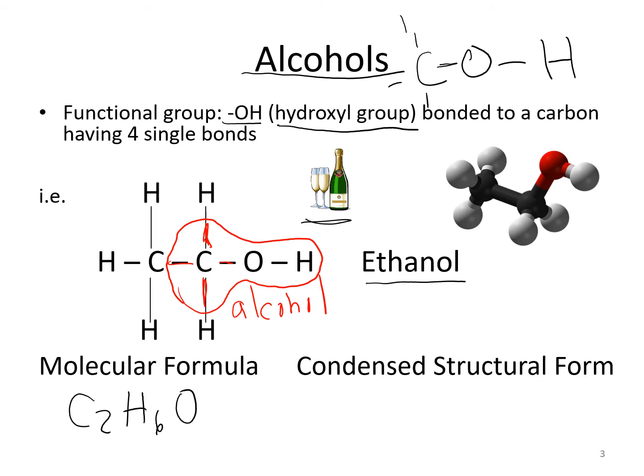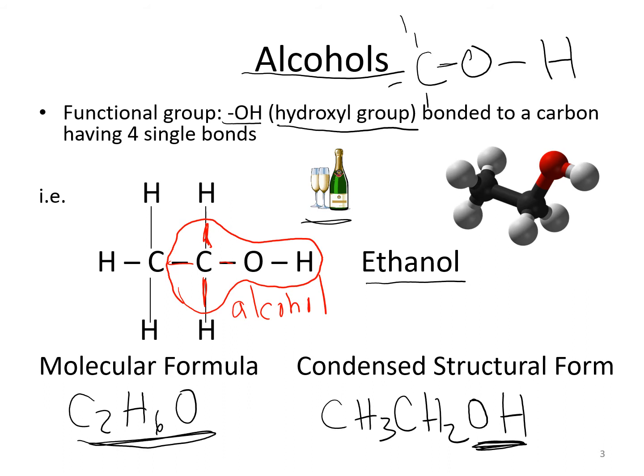The condensed structural formula, again, we have a CH3 at the end. We have a CH2, and then we show our OH. So this is still showing us the functional group when it's written in this format, versus the molecular formula, which doesn't tell me anything about what kind of compound I have.